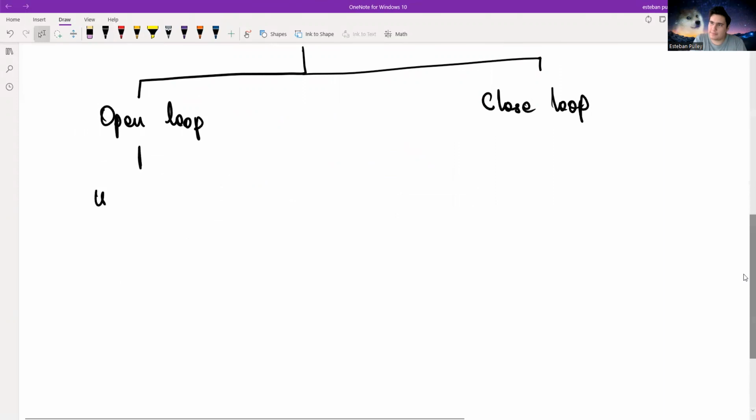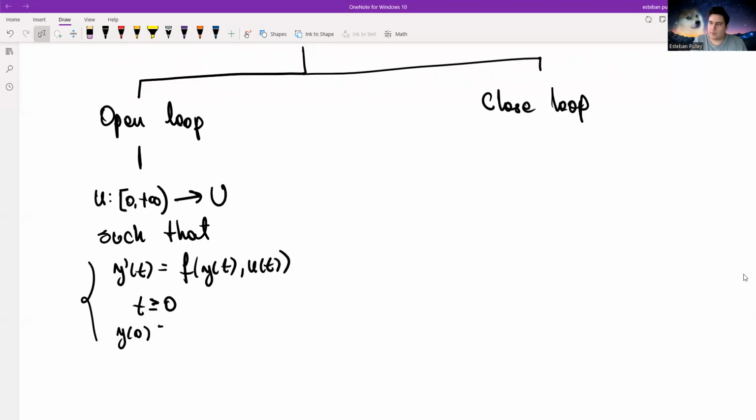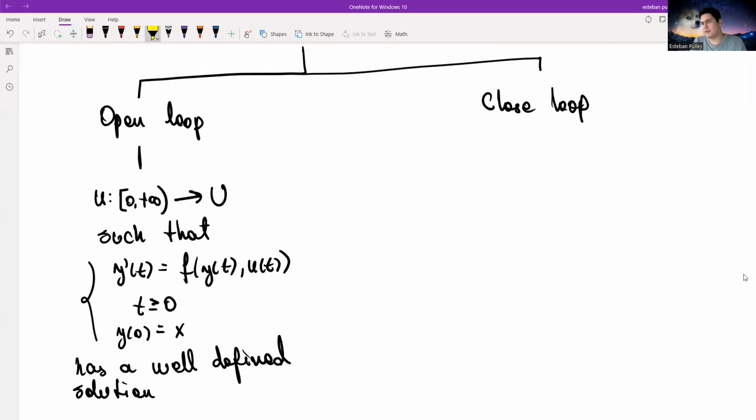An open loop is a function defined from 0 to infinity, in this interval, to the set of parameters such that y prime of t equal f of y of t, u of t, t greater or equal than 0, and y of 0 equal x has a well-defined solution. Well, in this case, we have an open loop. It's a function such that this system has a well-defined solution.